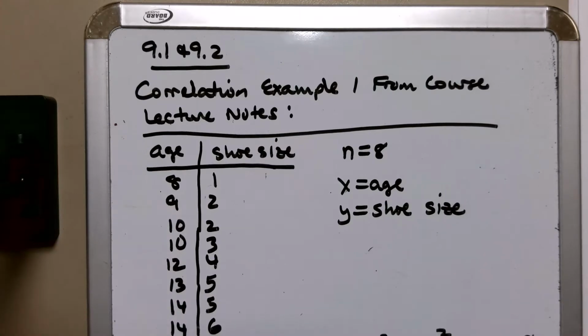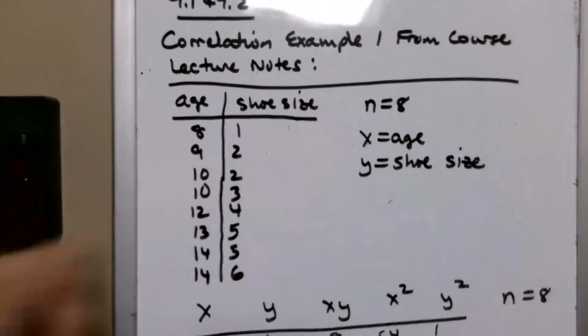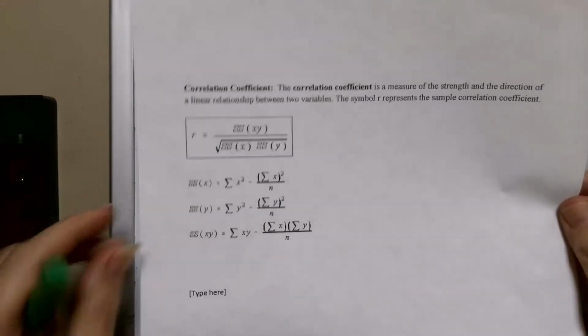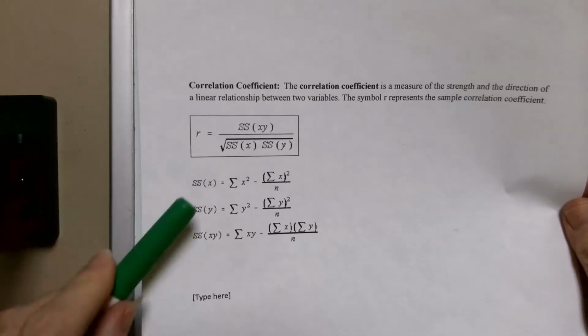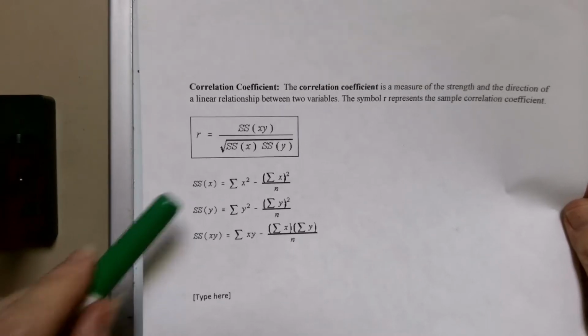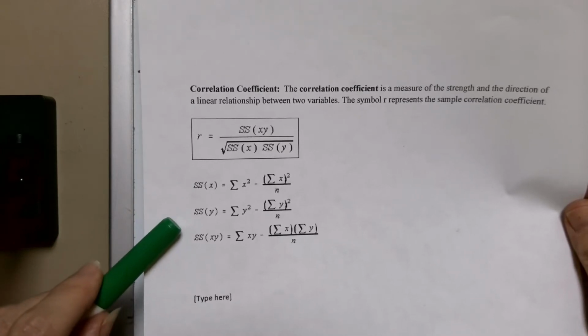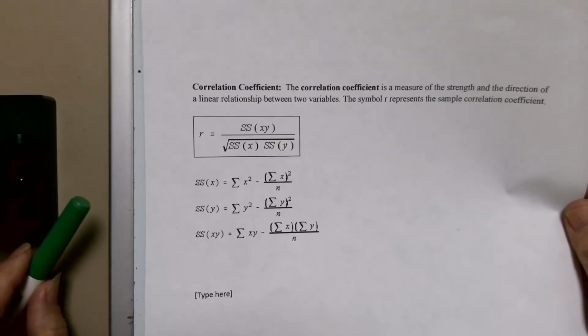So we're going to take these 8 pairs of values that are given in correlation example 1, which I've written on my whiteboard here, and use those to hand calculate r, the sample correlation coefficient. The formula that I gave on your formulas page for chapter 9 is just an easier format than the really long way they have it in the textbook, where you break it into pieces. We find the sum of squares of X, the sum of squares of Y, and the sum of squares of XY, and then put them into this formula to calculate r. It makes it a little bit easier.